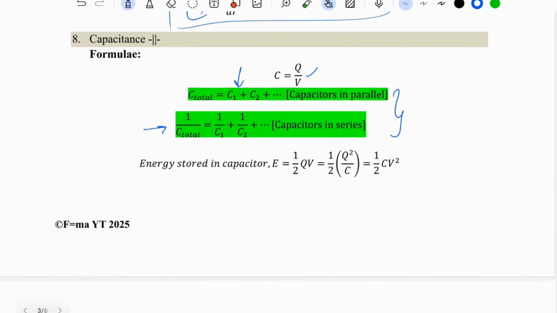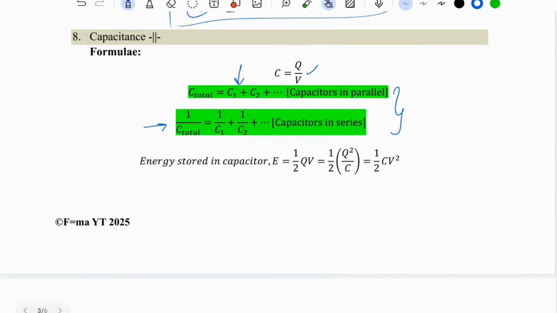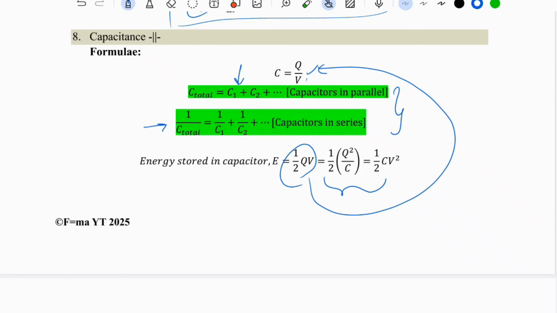Then next thing, energy stored in a capacitor. We have E equals half QV. Then these two are basically modified versions. You rearrange this formula, make V the subject or make Q the subject, and you sub in, and you're going to get these two variations. So which one to use? Well, that depends entirely on what the question wants. If they give you charge and capacitance, you use this. So it depends on what they give you.